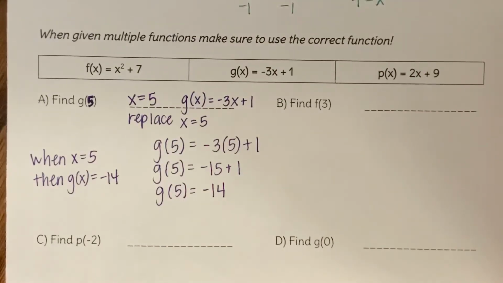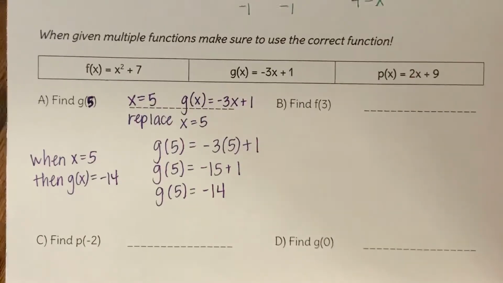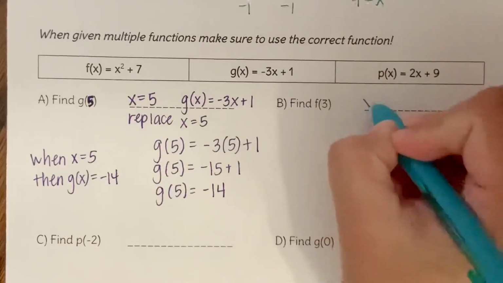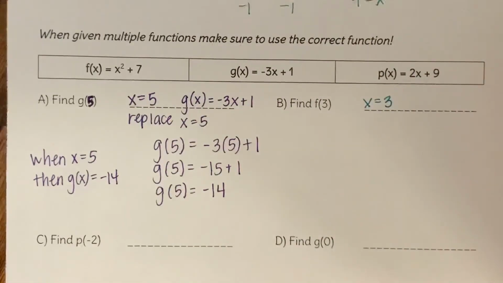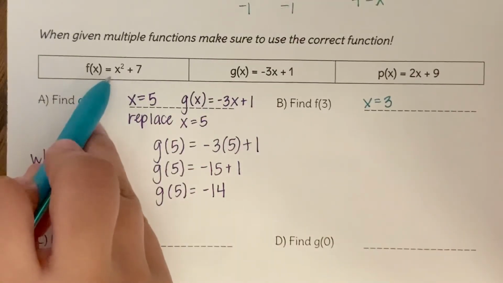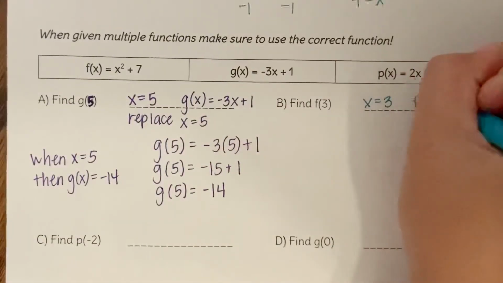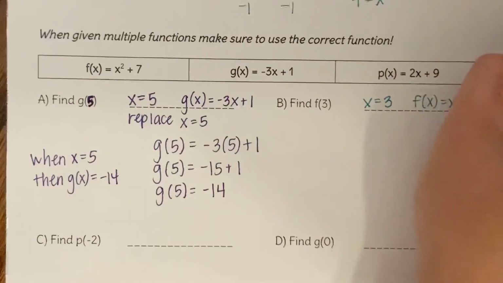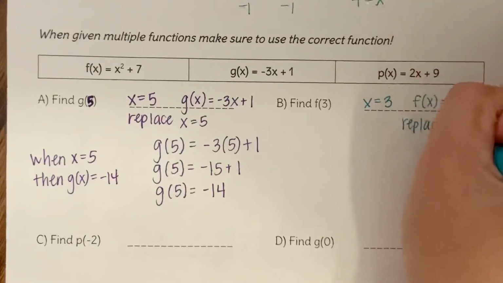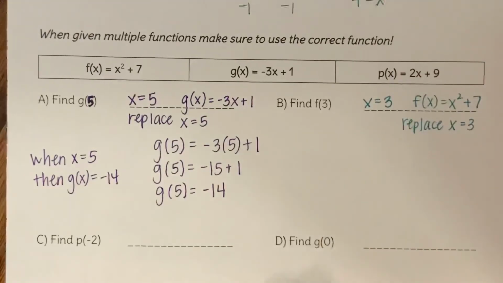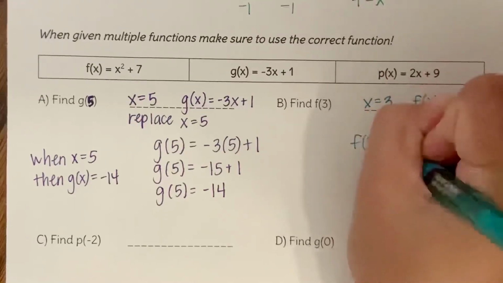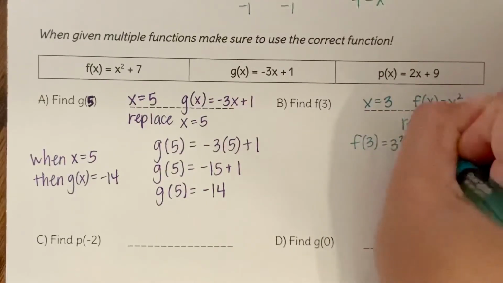And then let's say I have a different equation. So here I have f of 3. So my x is equal to 3. And then I want to make sure I'm using the correct function. So because it's my f function, I'm going to use the function right here, x squared plus 7. So f of x equals x squared plus 7. And I'm just going to replace x with 3. So this is going to become f of 3 is equal to 3 squared plus 7.